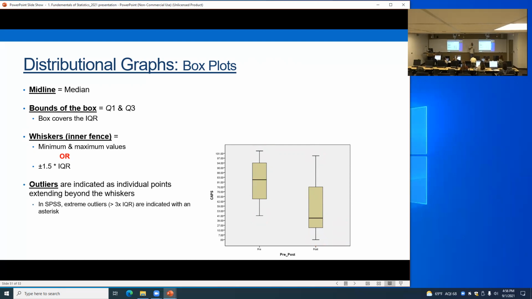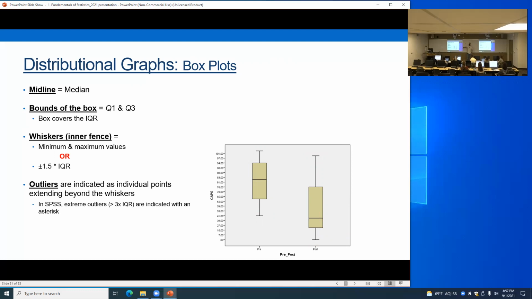And then if we have extreme values, in SPSS these are indicated by asterisks extending beyond the whiskers. In SPSS, you'll have open points. If something gets beyond 3 times the interquartile range, those will show up as asterisks. So you have circles and asterisks. The circles are things that are still within 3 times the interquartile range, but beyond 1.5.